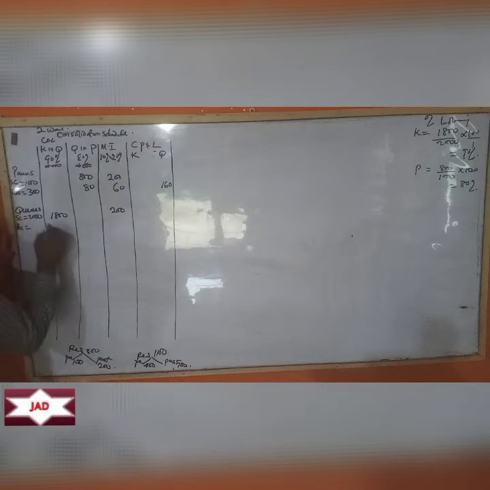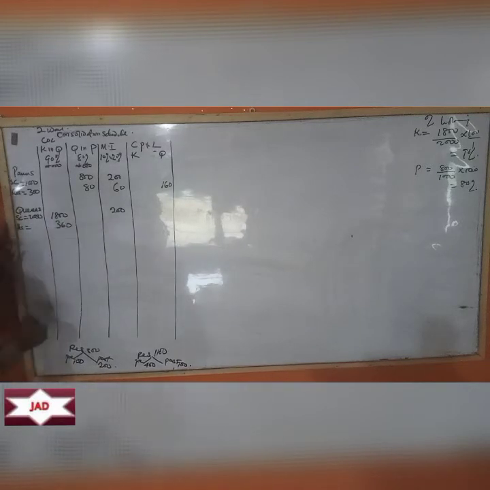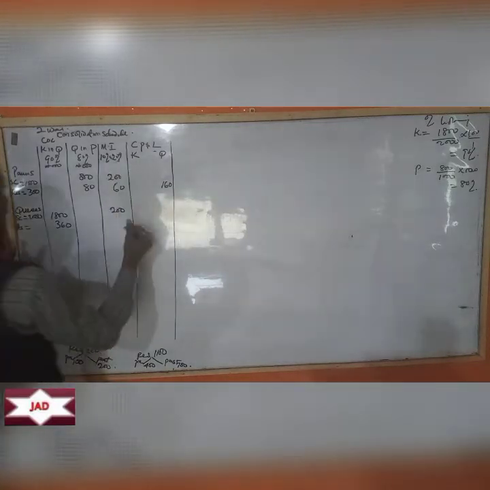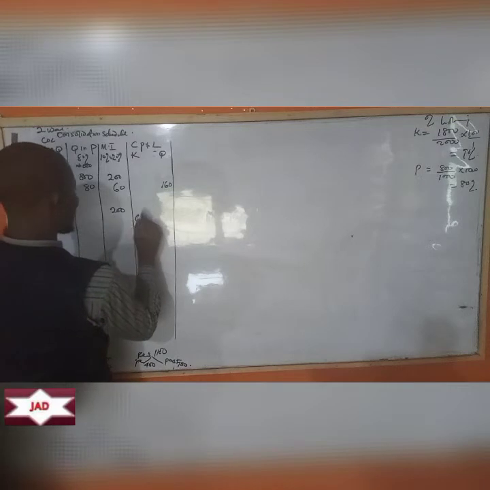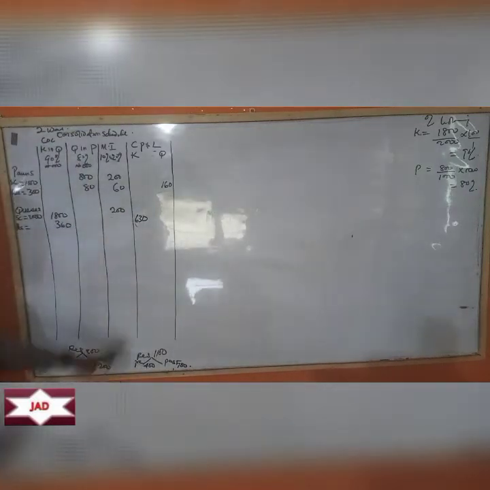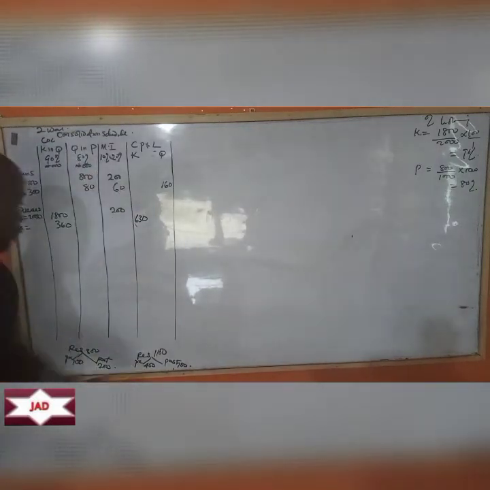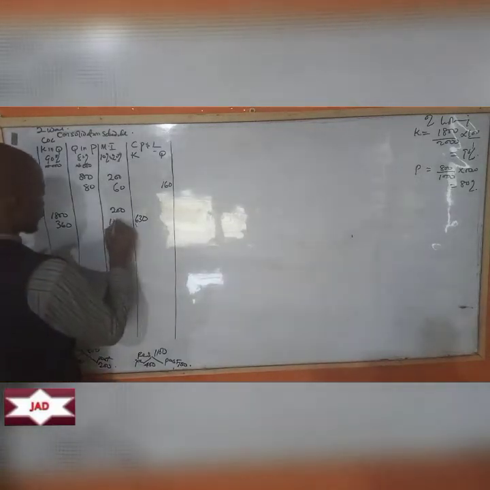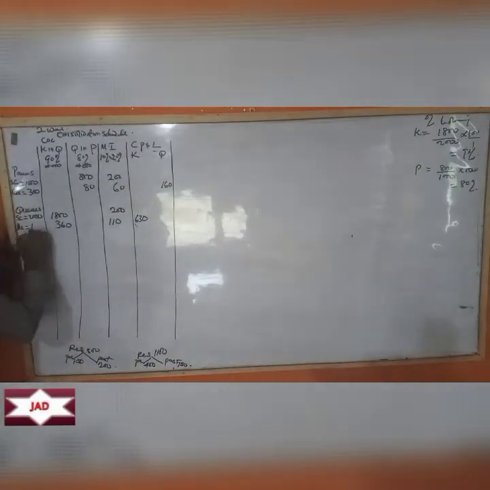360. So we have 360. So what will be the posts? 90% of 700, 630. So we have K here. So what minority interest? That will be 0.10 of 110. That's 110. So we have 110. So if you add these three up, it will give us 1,100.